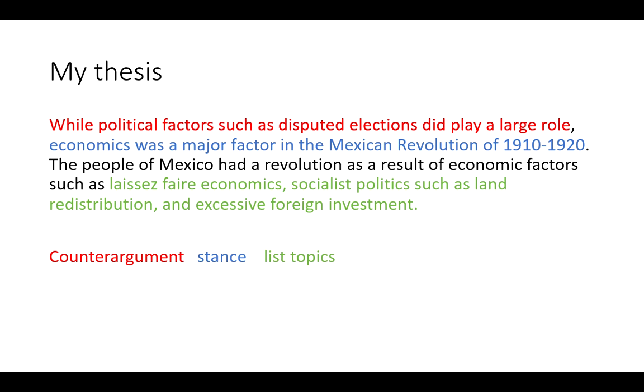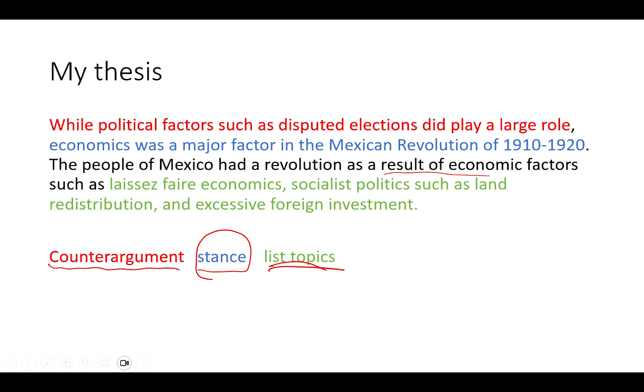So this is how I write a thesis. I start with my counterargument, then I say my stance, and then I list the topics. So I'm going to side with economic factors caused the revolution, based on what the documents say. So it's a result of economic factors, and these are my topics: laissez-faire economics, socialist politics, such as land redistribution, and excessive foreign investment. Those are going to be my topics.